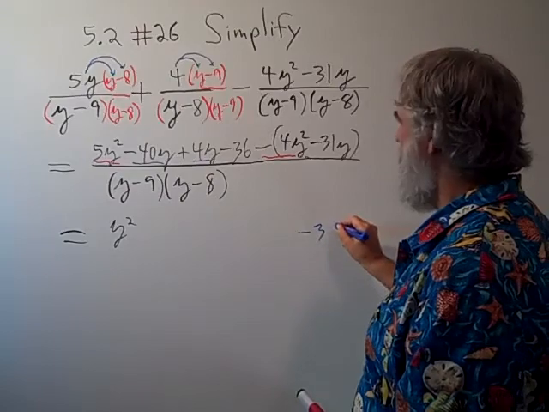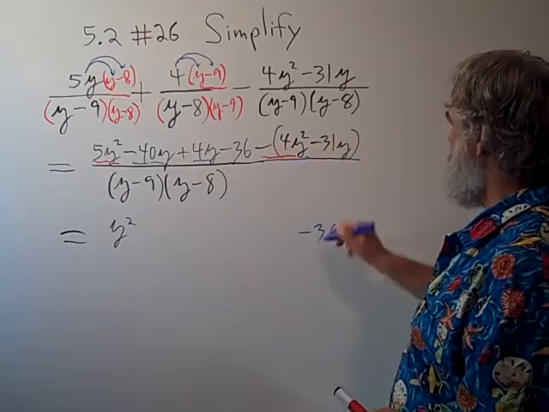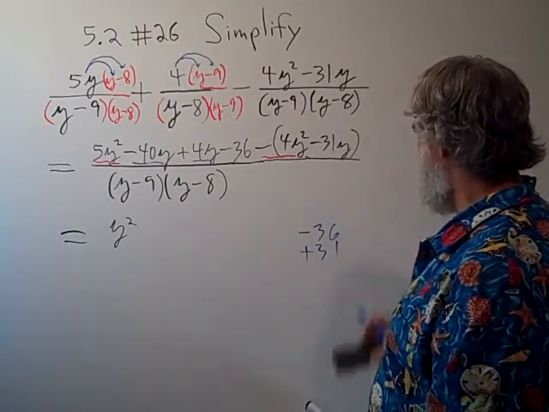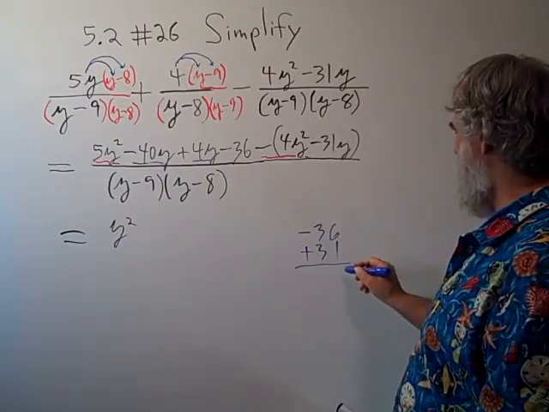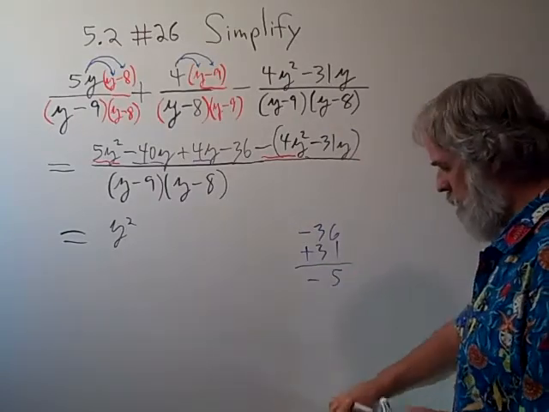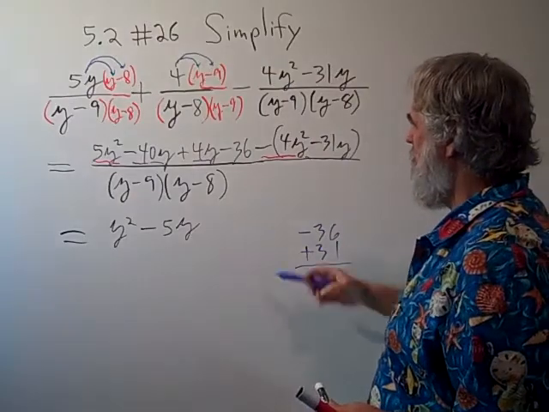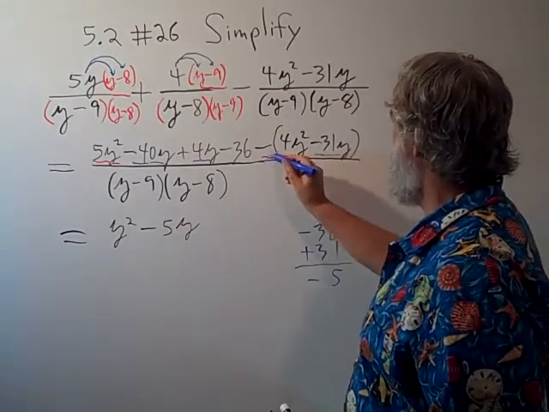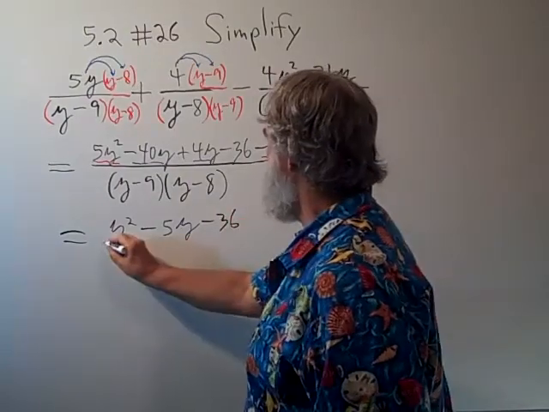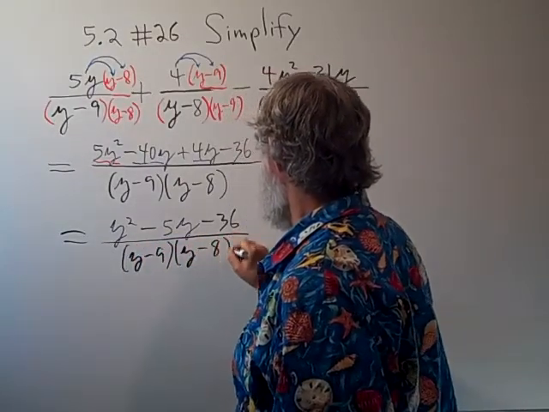So we have negative 36y's, that's negative 40 plus negative 4. Minus times a minus makes a plus 31y. When you add those up, you get negative 5y's. So the middle term is negative 5y. And that combined together those two terms and this term, which also went with the negative. Okay, finally we have negative 36. And this is all over the common denominator of y minus 9 times y minus 8.